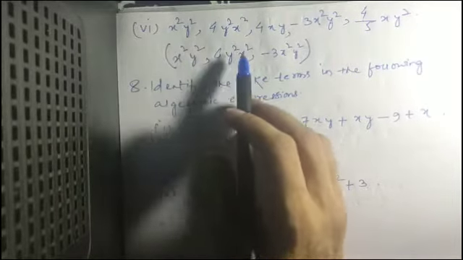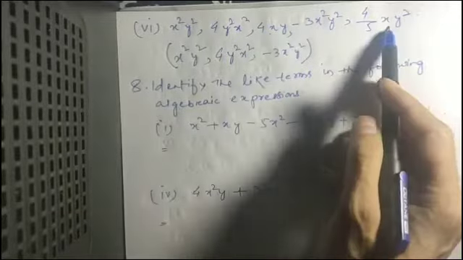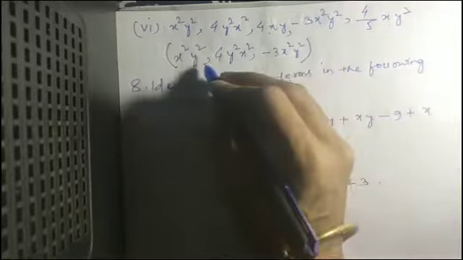Okay. Next, see again any more. This 4xy. Any xy family member is there? Not there. Xy square. Any family member is there? Not there. So it has also no partner. So no like terms. So these three are like terms. So this is how we are going to find out the like terms.